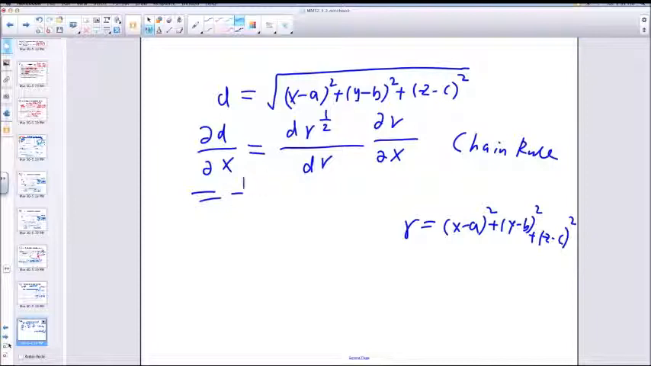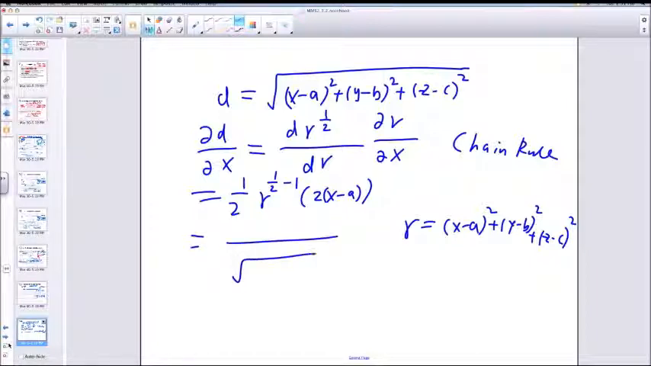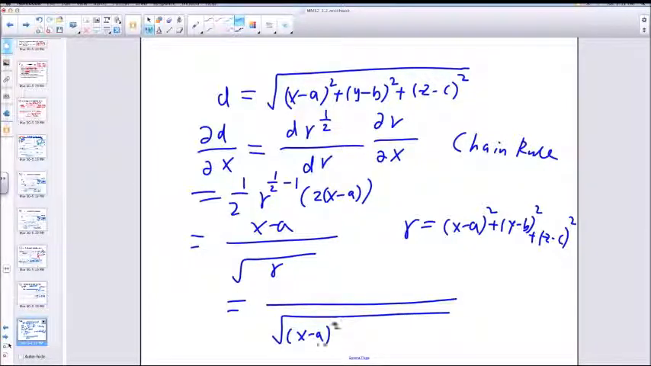And that derivative is 1/2 r to the 1/2 minus 1, dr/dx is going to be 2(x minus a). And then the other one is going to be square root of r. And to put it back, that's the r. And then this is x minus a. That's the derivative with respect to x. Now you learn this if you take calculus 3 or mathematical methods in physical science.